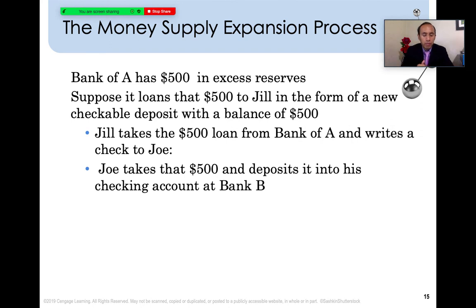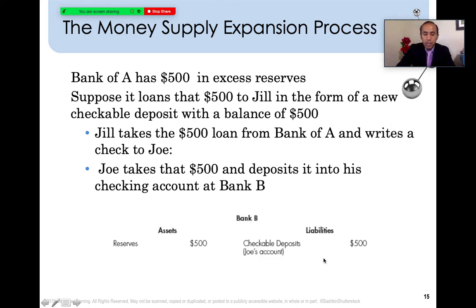Now Joe goes and deposits into a different bank, Bank B, to his account. Now Bank B has increased its bank deposits. Bank B now has an additional $500 that it didn't have before, and it now has $500 in reserves from those deposits. If it's required to keep 100% of those deposits as reserves, it has $500 in reserves that it didn't have before. So notice how Bank A has created an expansion in Bank B. So the money supply is moving from bank to bank and is expanding in the financial system.